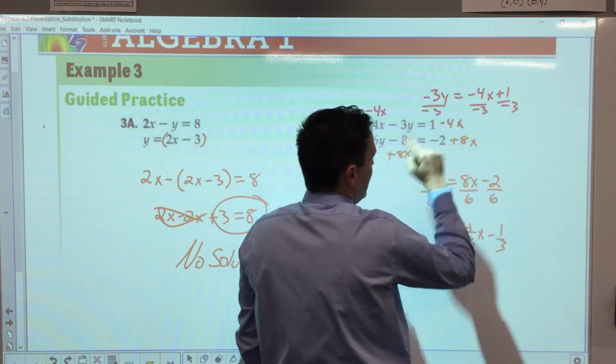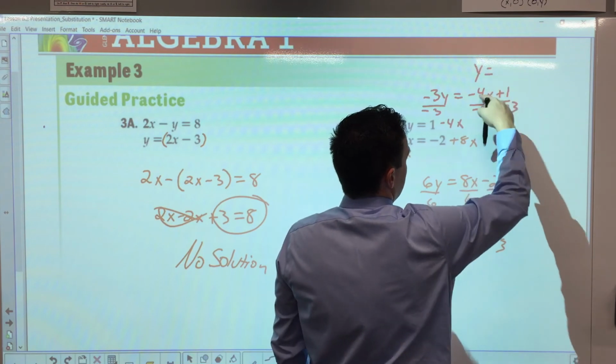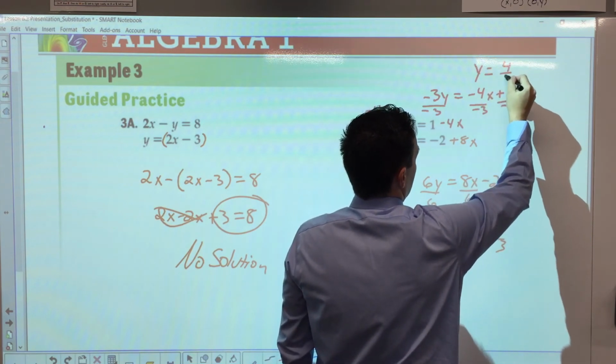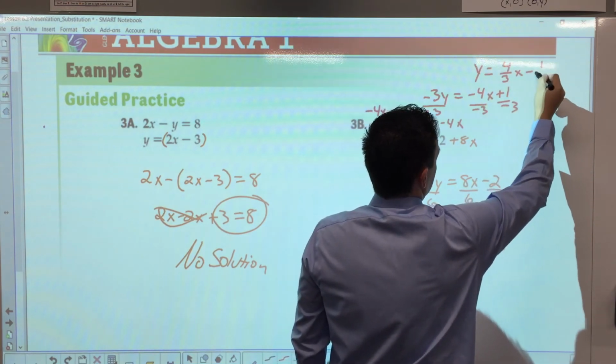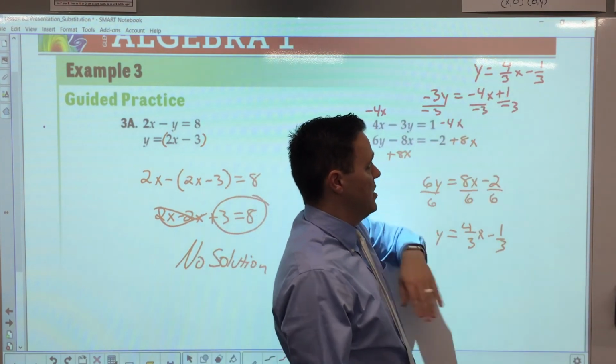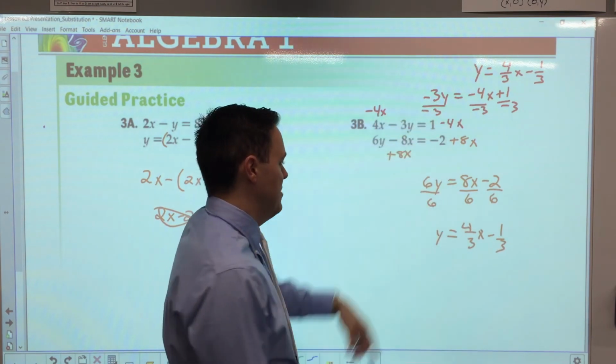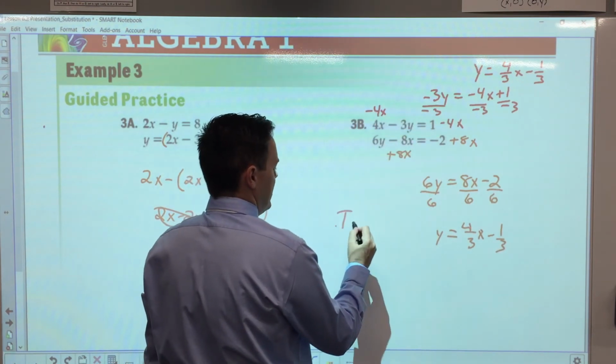And if you do that, kind of see what's forming here. You get y equals, negative and negative is positive, 4/3x minus 1/3. Ladies and gentlemen, bam, bam, same line, different original starting points, same line, so this is going to be infinite solutions.